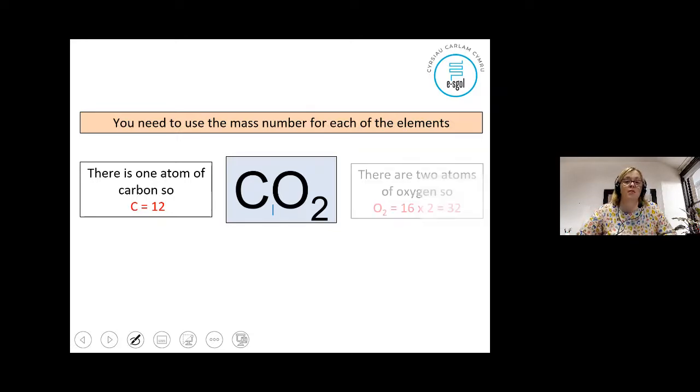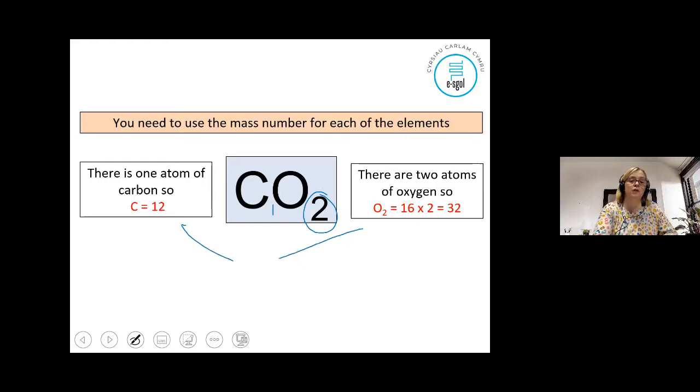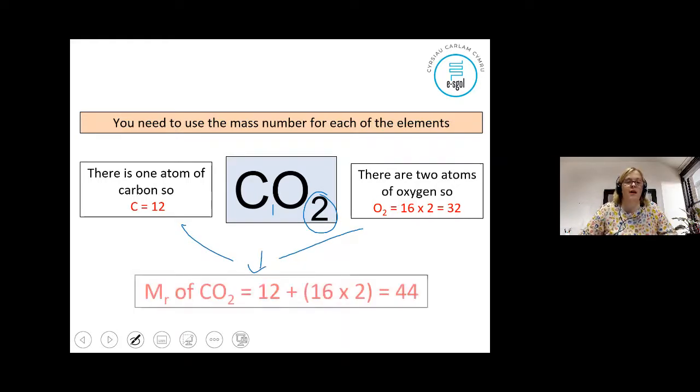Now, as you can see there are 2 oxygens. Each oxygen has a mass of 16. So 16, and there are 2 of them, signified by the fact that you've got this 2 here. So 2 times 16 is 32. And then if you total them to give you the total, the Mr of carbon dioxide is therefore going to be equal to 44.